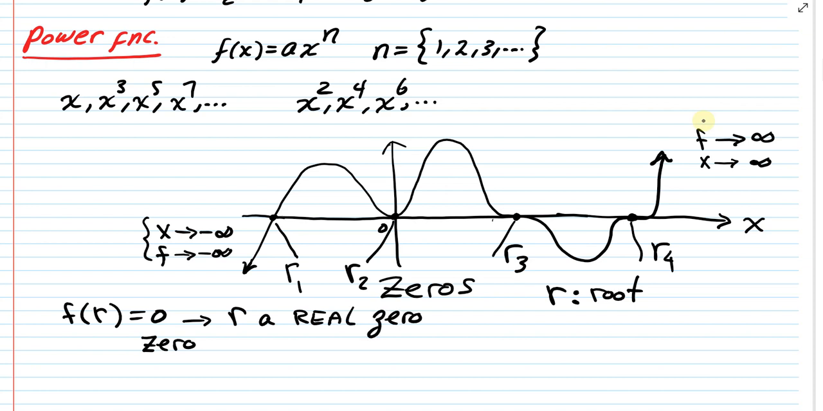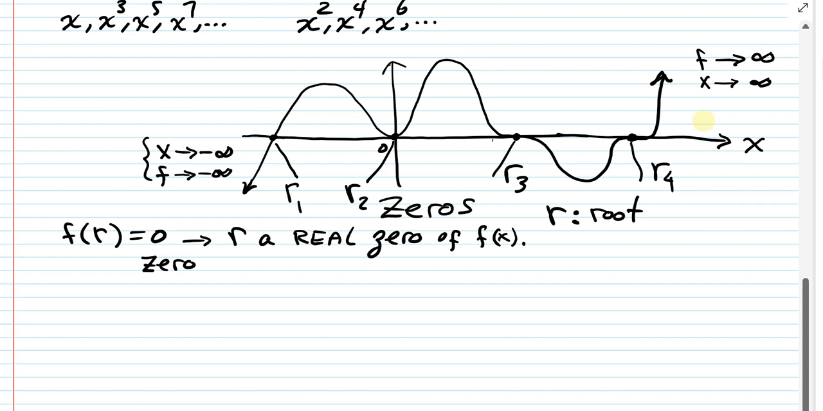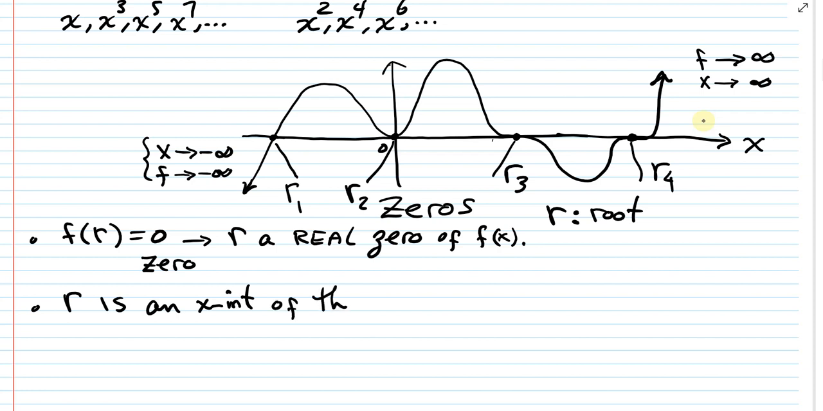Okay, a real 0 of the function f of x. All right, and just judging from the graph that I have, we can also talk about r as an x-intercept, again, x-intercept of the graph of the function, of the graph of f. Okay, so that's what r is.